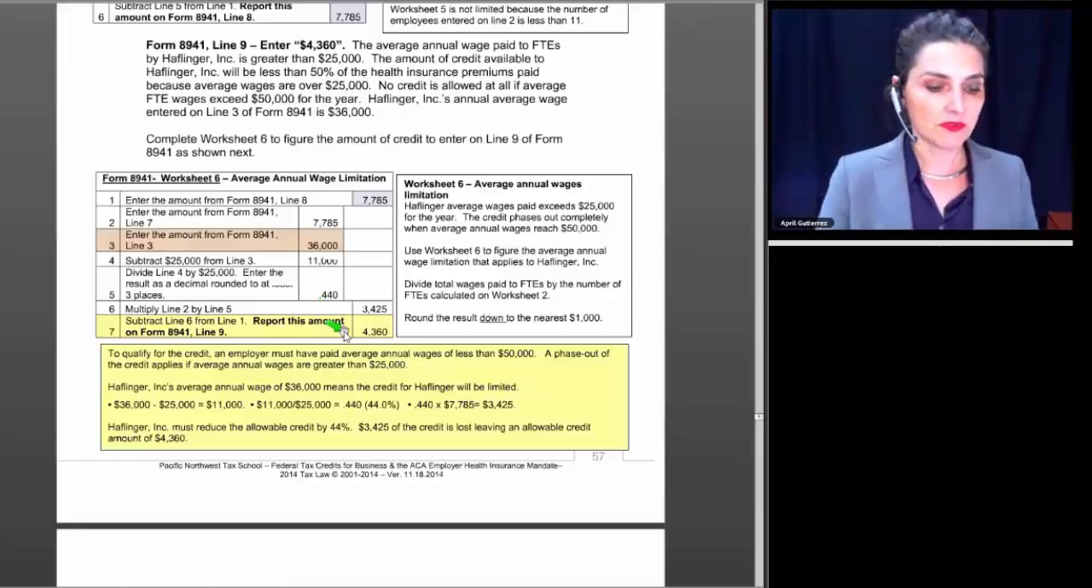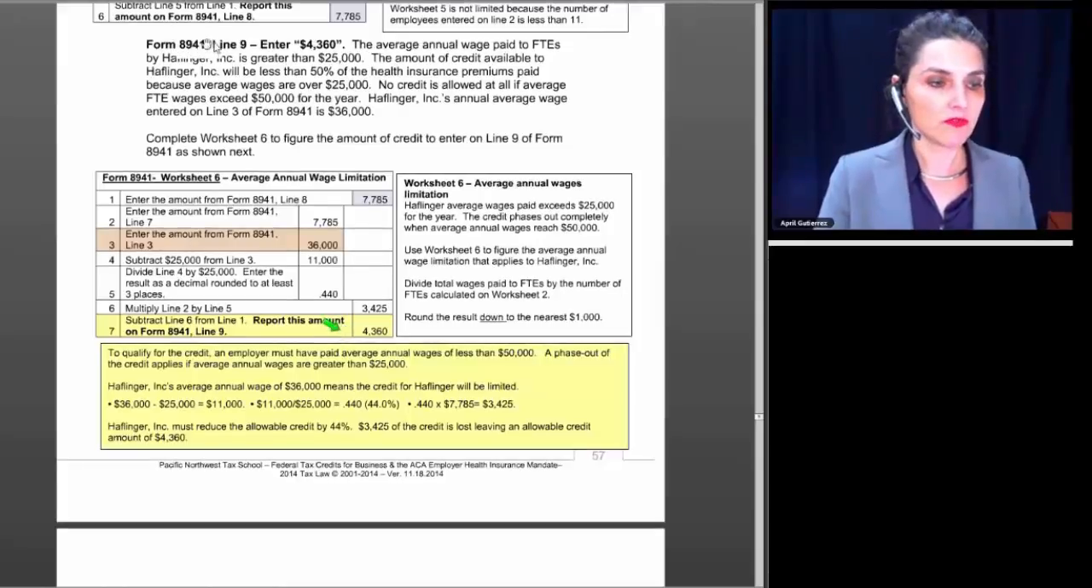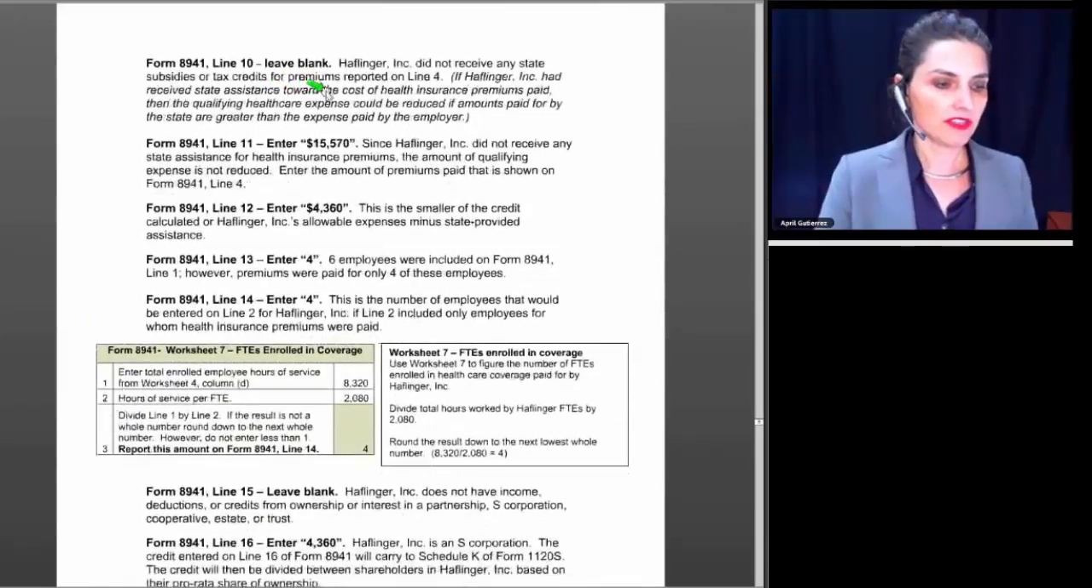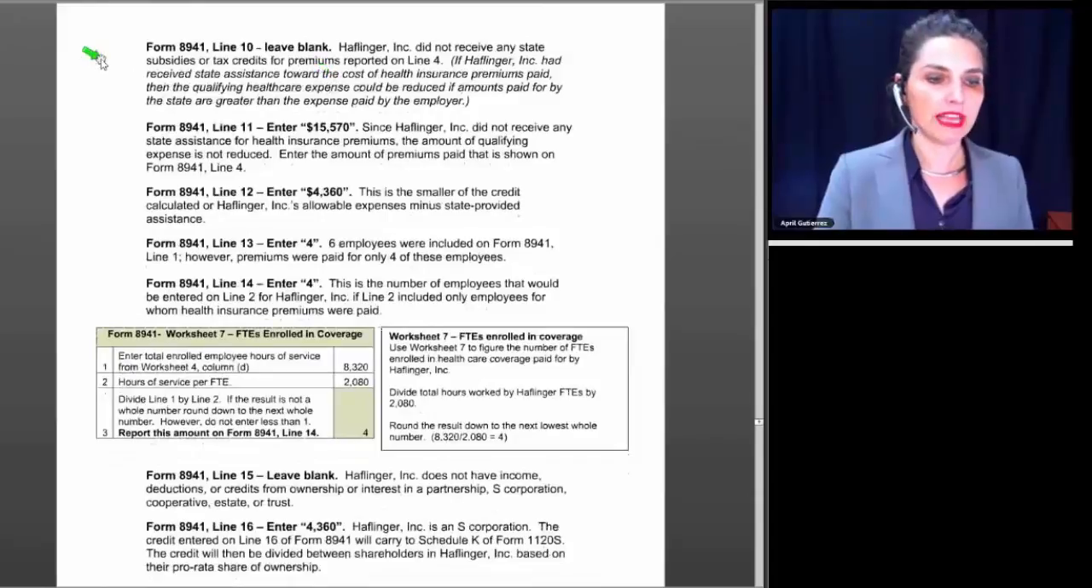And the difference is $43.60. That is the amount of credit that they are actually left with. And we're going to enter $43.60 on line 9 of Form 8941. We then move on to line 10. We leave this particular line blank.